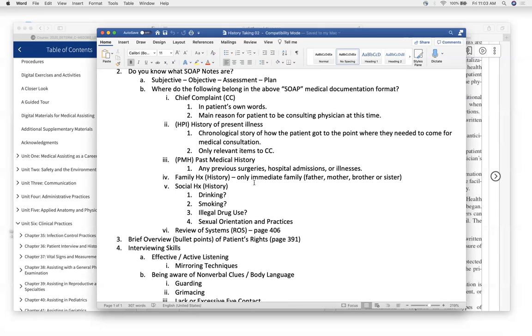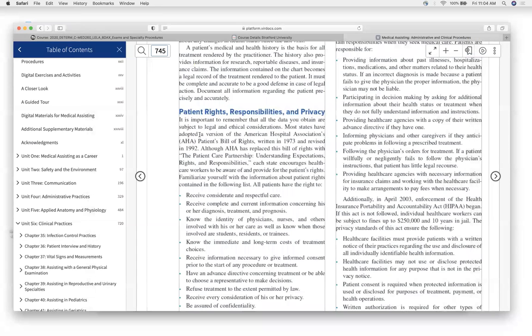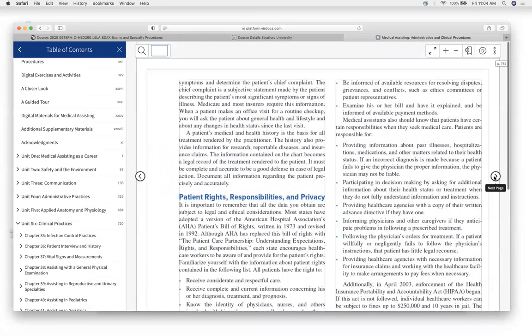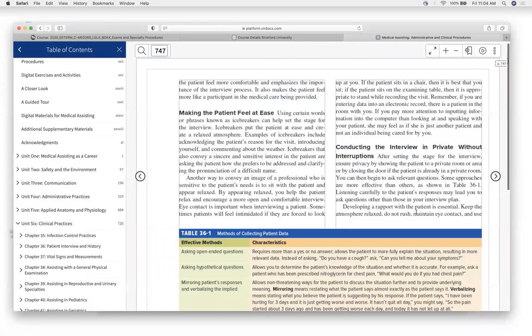Family history. Now, we only want to deal with the immediate family: the father, mother, brother, or sister. Social history, everything that you do at a party. Well, at least what I used to do at a party. Drinking, smoking, illegal drug use, and sexual orientation and sexual practices. Remember we talked about the review of systems. That's the only time we have closed questioning, and closed questioning is yes or no questions. So let's go find that ROS. And it said it was on here in the chapter.